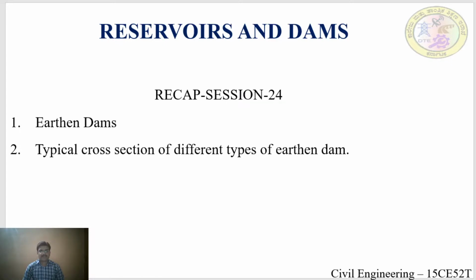Before starting with the session, we have a small recap of Session 24, where earthen dams and typical cross-sections of different types of earthen dams were discussed briefly. An earthen dam is a dam made up of earth or soil. It resists the forces exerted upon it mainly due to the shear strength of the soil. Earth dams are usually built in wide valleys. They can be built on all types of foundation.